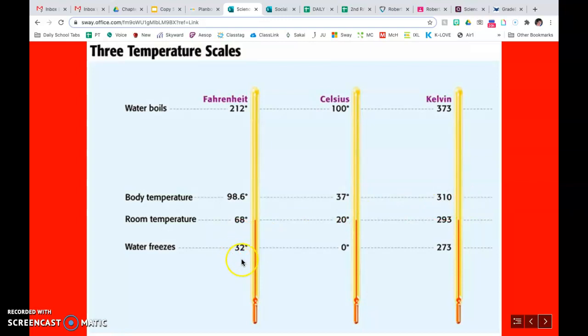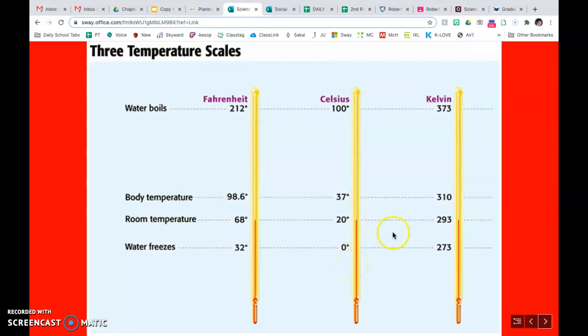We know that water freezes in Fahrenheit at 32 degrees. That's that magical number we're looking for to get those snow days because things start to ice over. Above 32, things are still good. 32 degrees, magical number, starts freezing, and that would be 32 degrees Fahrenheit. 0 degrees Celsius is the same as 32 degrees Fahrenheit. And 273 Kelvin would be the same as 32 degrees Fahrenheit, 0 degrees Celsius.